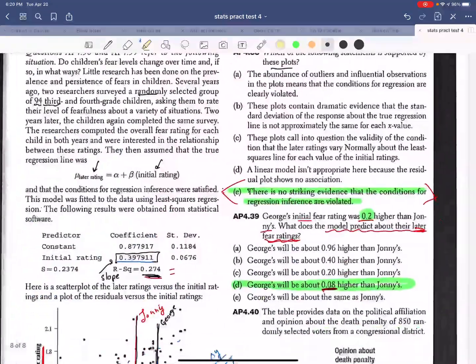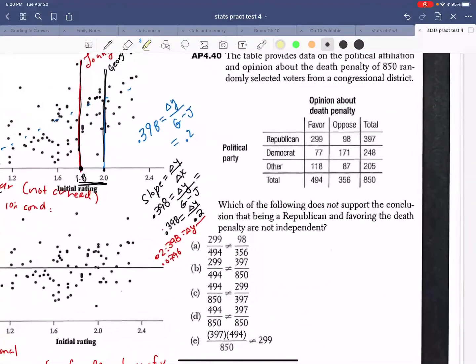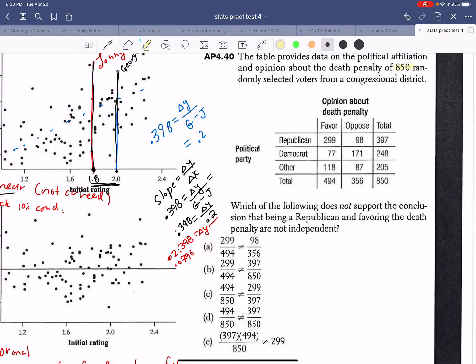Last one, question number 40. The table provides data on political affiliation and opinion about the death penalty of 850 randomly selected voters from the congressional district. Okay, so looking at our table, the way we test to find out if something is independent: it's independent if the probability of A is equal to the probability of A given B. Or we could also say the probability of B is equal to the probability of B given A.